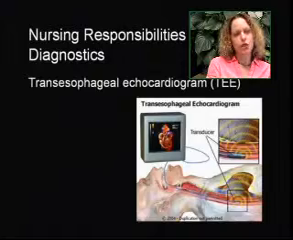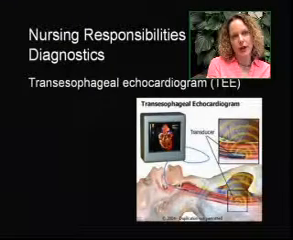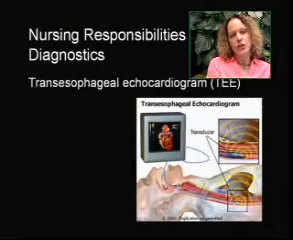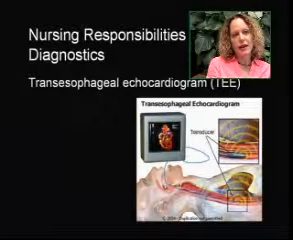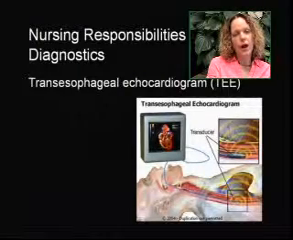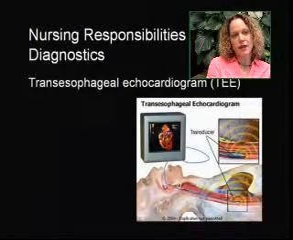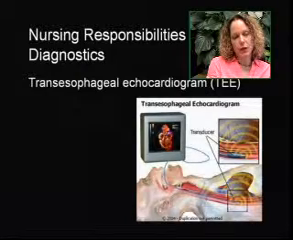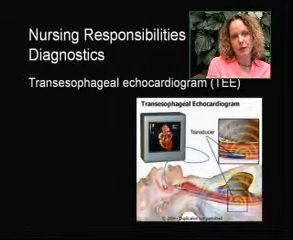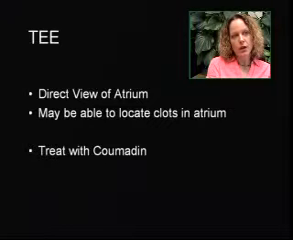Here's a picture of what a transesophageal echocardiogram looks like. There's actually a transducer that is inserted through the mouth into the esophagus, and we get a real close up there of the atrium. So direct view of the atrium, and we can detect clots in the atrium. We're going to treat the clots with a medication called Coumadin.